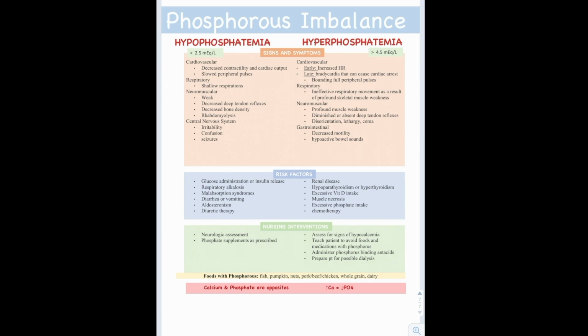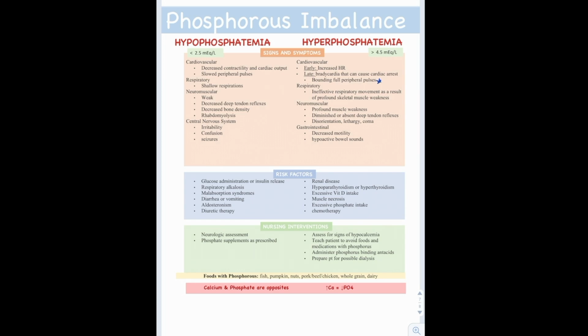So cardiovascularly, hypophosphatemia will see decreased contractility and cardiac output with slowed peripheral pulses. For hyperphosphatemia, we'll see an increased heart rate early, but then it will turn to bradycardia that can cause cardiac arrest, and we'll have a bounding full peripheral pulse. So that is a difference. We can remember that.